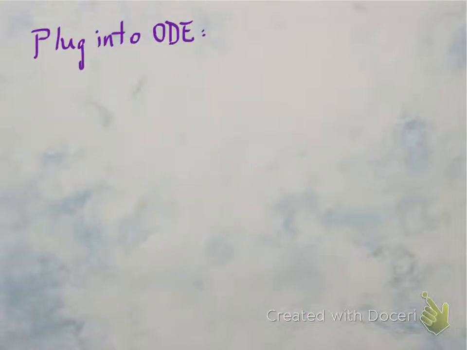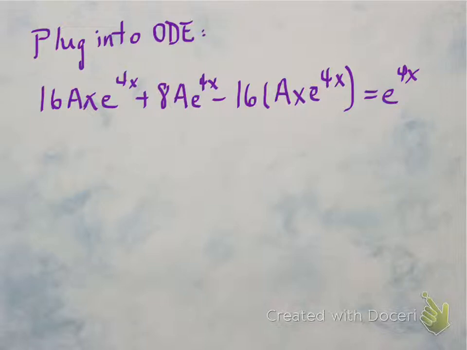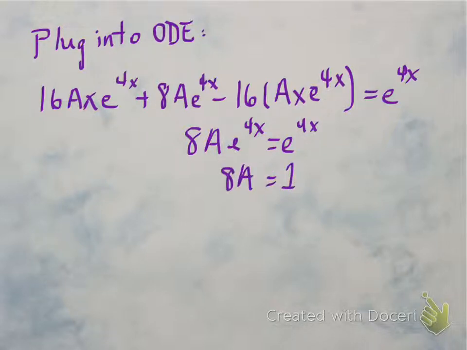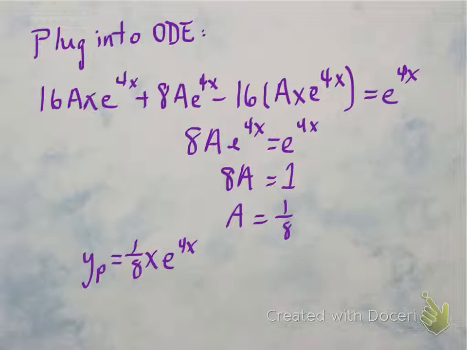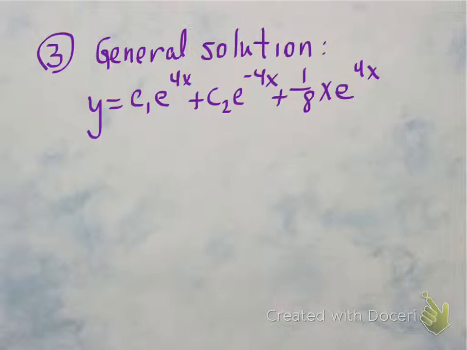Now if we plug those into the ODE, we get 16ax e to the 4x plus 8a e to the 4x minus 16 times ax e to the 4x equals e to the 4x. So 8a e to the 4x equals e to the 4x. 8a equals 1, a equals 1/8. So my particular solution is 1/8 x times e to the 4x. Then we finish the problem, as always, writing the general solution, which is y equals c1 e to the 4x plus c2 e to the minus 4x plus 1/8 x e to the 4x.